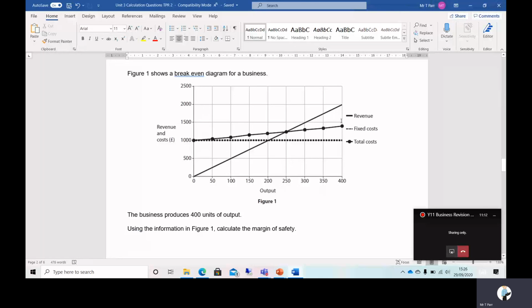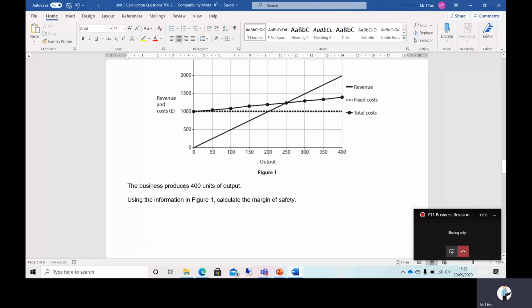So straight away, there's one thing missing from this. You don't need it for the question. Can you guess what it is? It is, of course, the variable costs. Now, the variable costs would go from 0, but it would run parallel to your total costs. But we don't need it for this question because we're looking at the margin of safety, because it's saying the business produces 400 units of output. So that is our actual output. Using the information in figure 1, calculate the margin of safety.